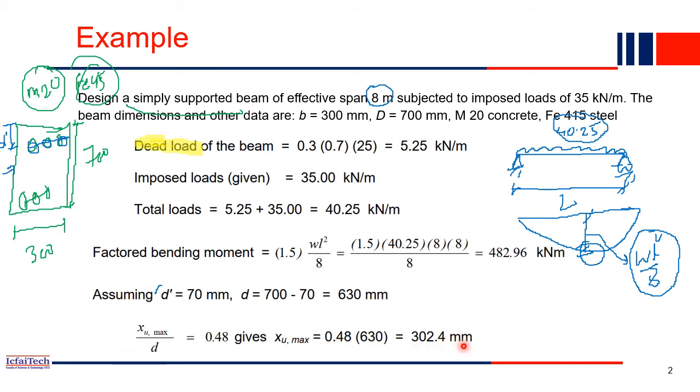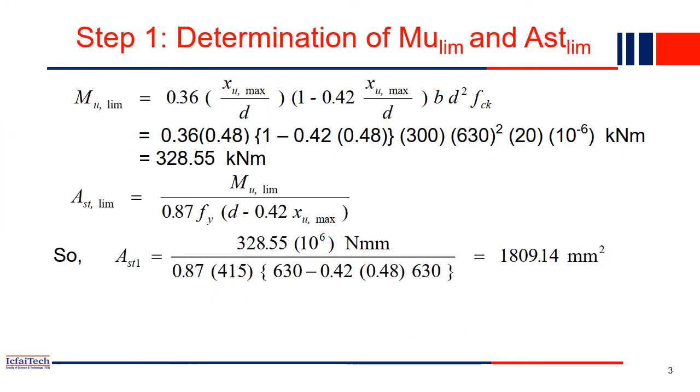Then the Xu max value we got is 302 mm. So what is Xu max? Xu max is the depth of the neutral axis. For example, here is the depth of the neutral axis. This depth we call Xu max. That value, 302.4 mm, is the depth of the neutral axis. So our initial assumption is that the d dash value is 70 mm and d is 630 mm, and the Xu max, the depth of the neutral axis, we got as 302.4 mm.